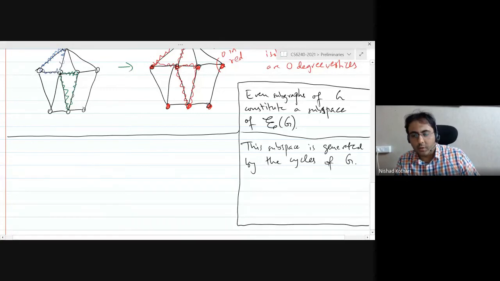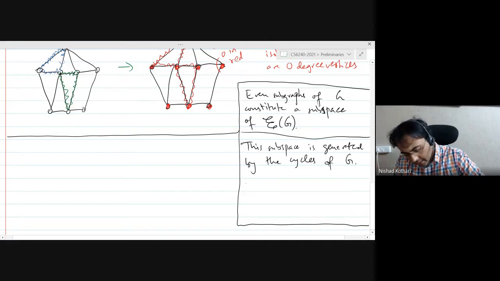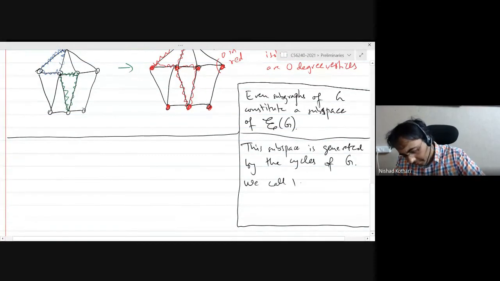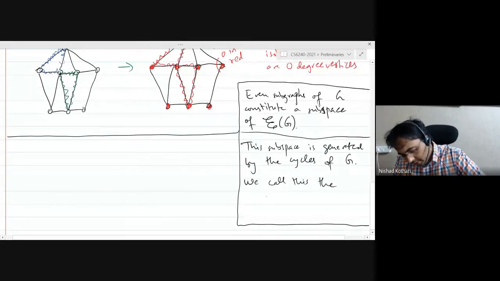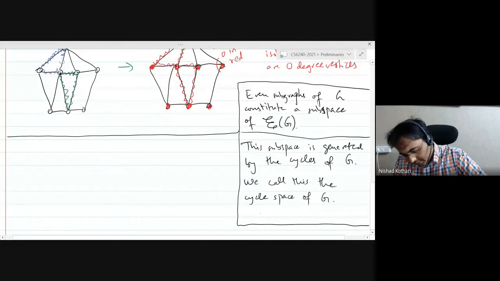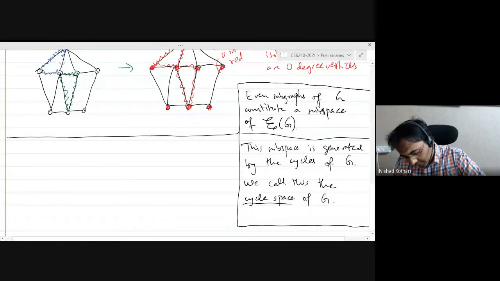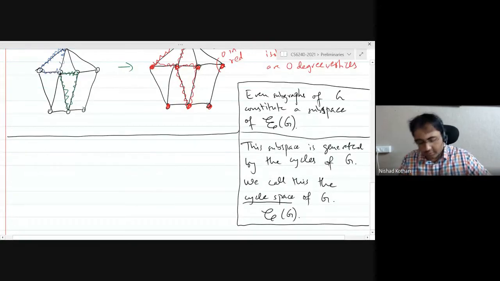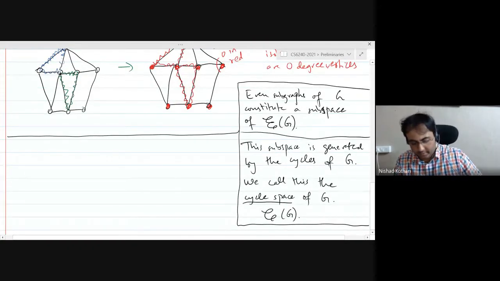So in other words, you can always obtain any even subgraph you like by taking symmetric differences of some cycles. This is why we call this the cycle space of the graph G, and it is denoted as script C of G. So all of these things are things we will be proving.